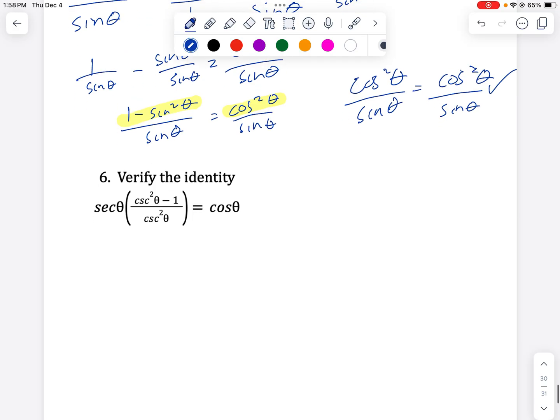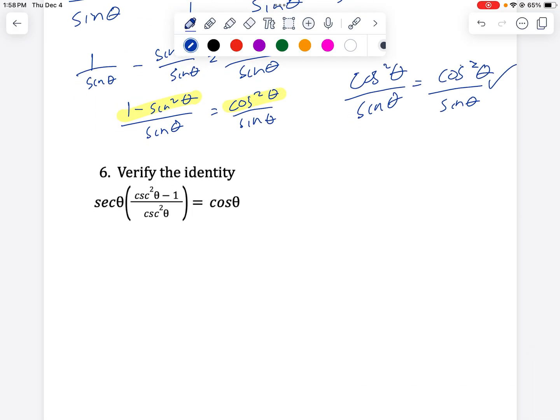Last one, verify the identity. This one can be done multiple ways. I see a Pythagorean identity right away in my cosecant squared minus 1. You could also approach it by splitting the parentheses into two fractions, okay? But I like the method of using my Pythagorean identities. So cosecant squared minus 1 is cotangent squared theta over cosecant squared theta.